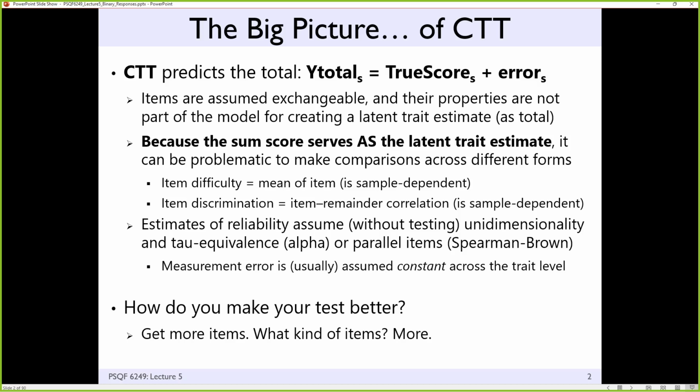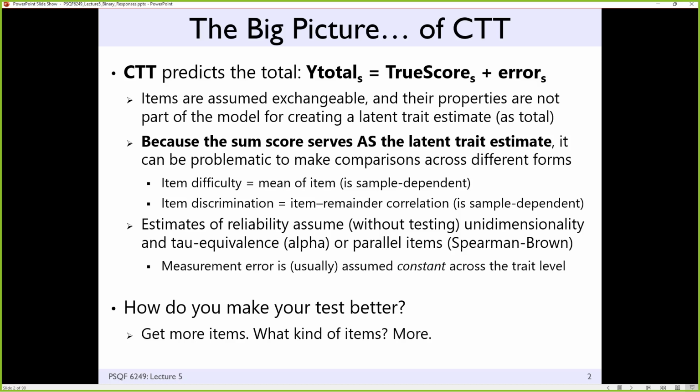Anytime that you're working with a summary of information rather than the original information, you necessarily have to assume things about the original pieces that you no longer have. And in this case, we're assuming items are exchangeable. The only way to get a better measure that's more reliable is to get more items. That's it. And alpha, as an index of measurement error, assumes unidimensionality, assumes tau equivalence, the equal loadings, and assumes there's no error correlations. Other measures of reliability assume even more things, such as Spearman-Brown, which further assumes parallel items. Do you remember what the difference is between these two? Cough, cough, homework question.